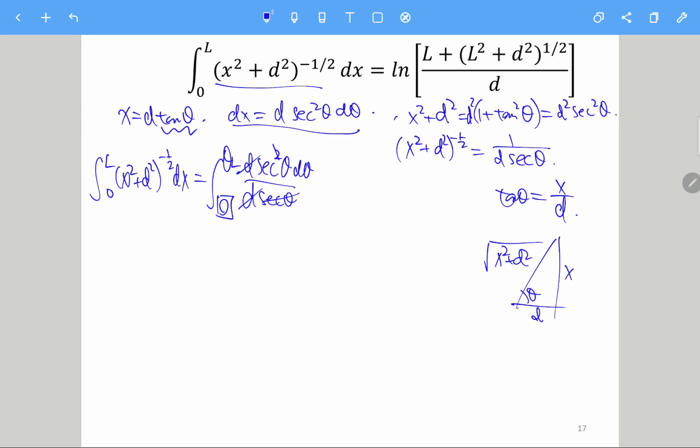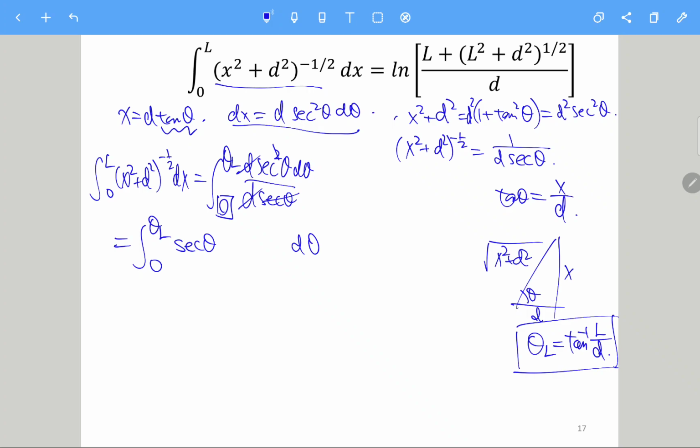We call it theta L, and theta L is nothing but arctangent L over D. So we leave it there. So now we have the integration from 0 to theta L of secant theta d theta. So we need to calculate this integration.